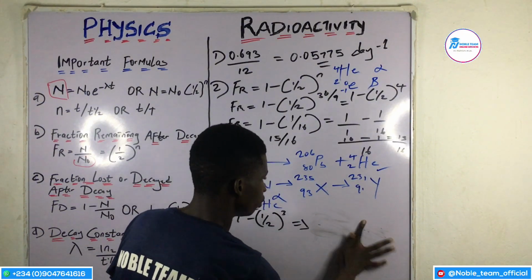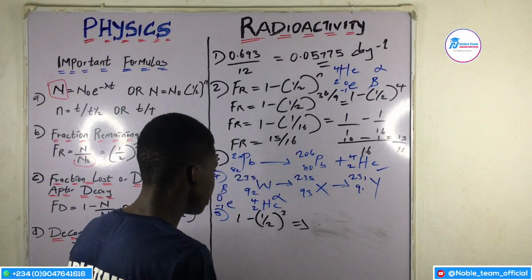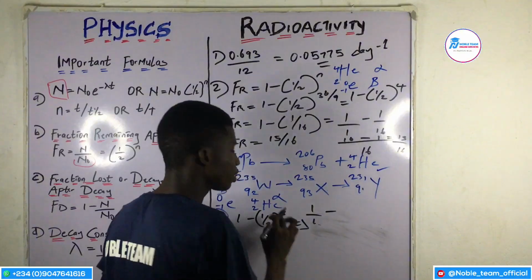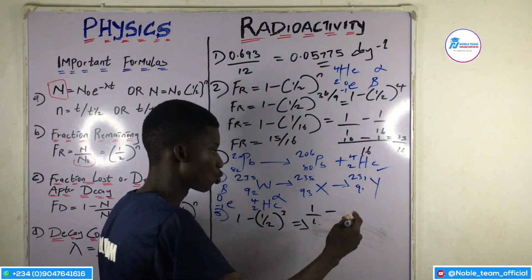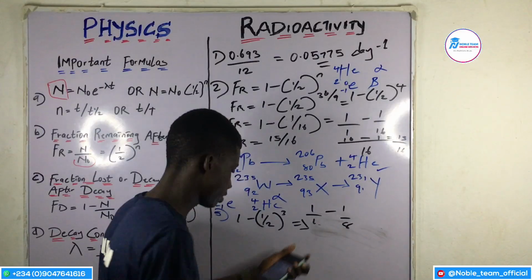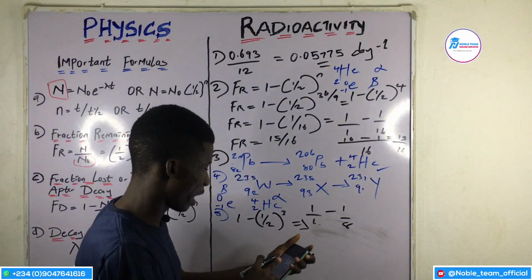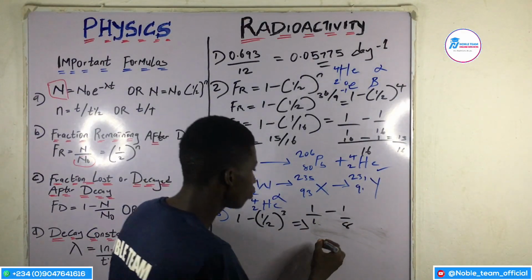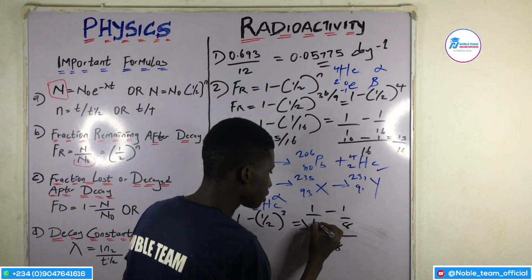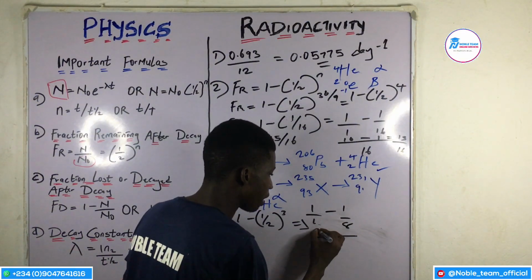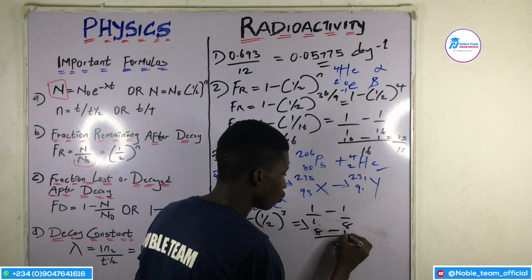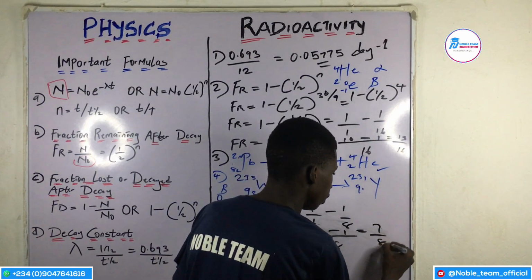Let's move on. So we have 1 minus 1 over 2 times 2, which is 4. 4 times 2 is 8. So it's 1 over 8. Looking for the LCM, it is 8. 8 divided by 1 is 8, and 8 times 1 is 8. Then 8 minus 1 is 7, so we have 7 over 8. And this is your final answer.